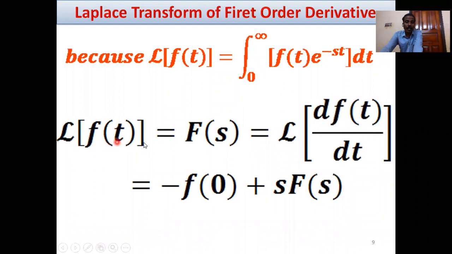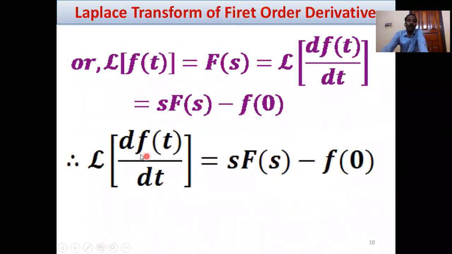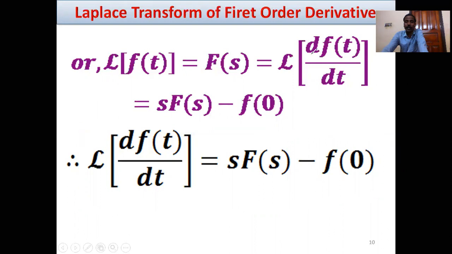Then Laplace transform of f of t equals to F of s, and Laplace transform of df of t by dt equals to minus f of 0 plus s F of s, or Laplace transform of df by dt equals to s F of s minus f of 0. This is the very important formula for Laplace transform of first order differential equation. This is the first order differential equation.